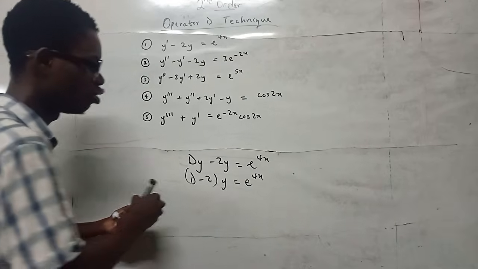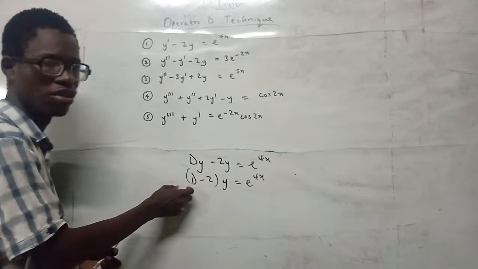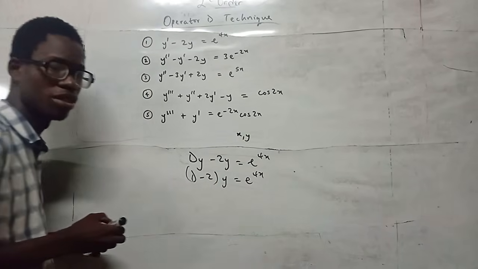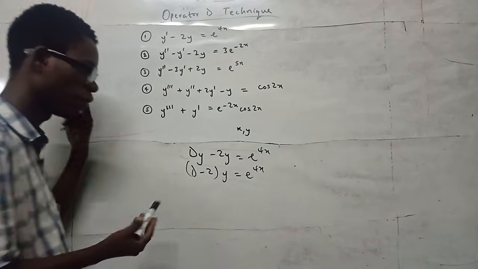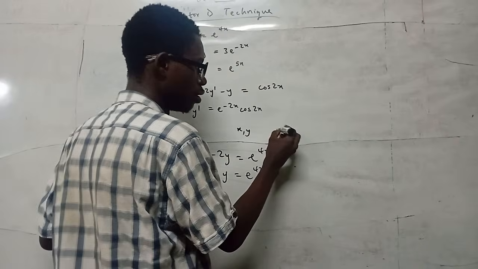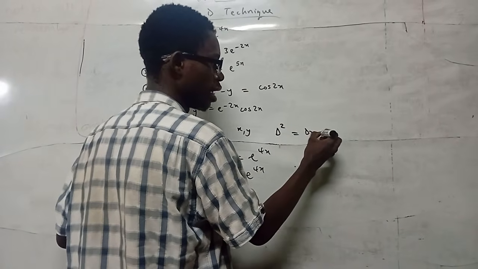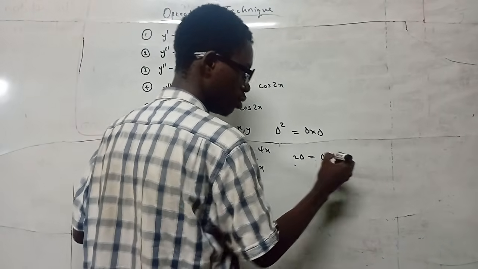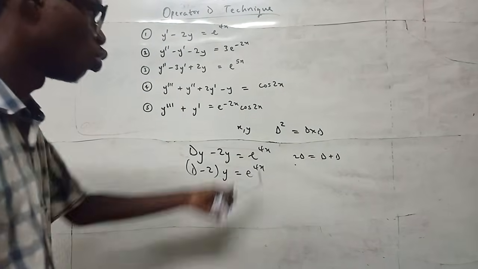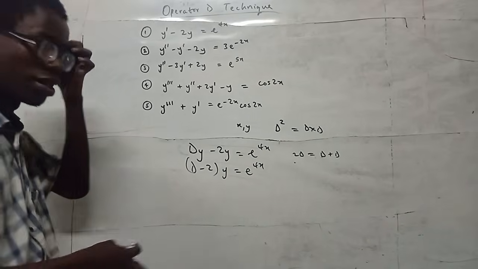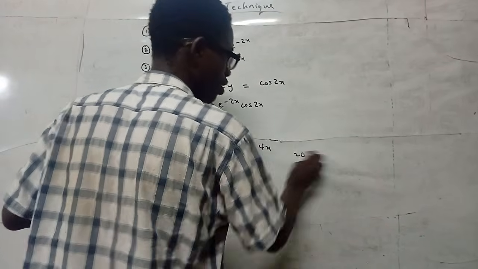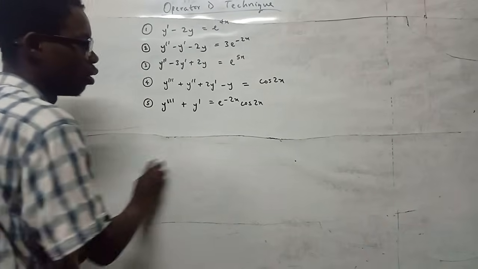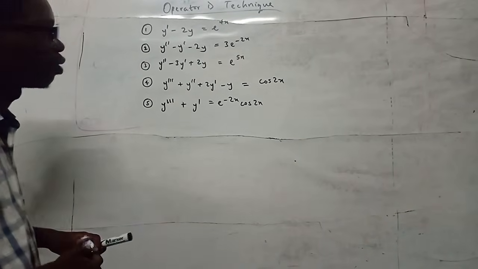So this D functions almost the same way as x or y functions. So I can even say D squared equals D times D. I can say 2D equals D plus D. If you get what I'm saying. So we can just continue it just like that. So that's the basic idea behind D operators. D operators mean differential operators.